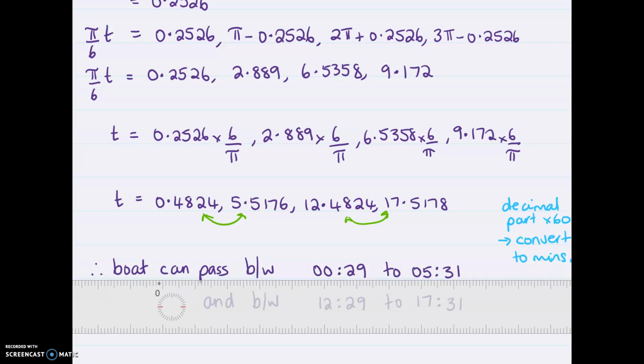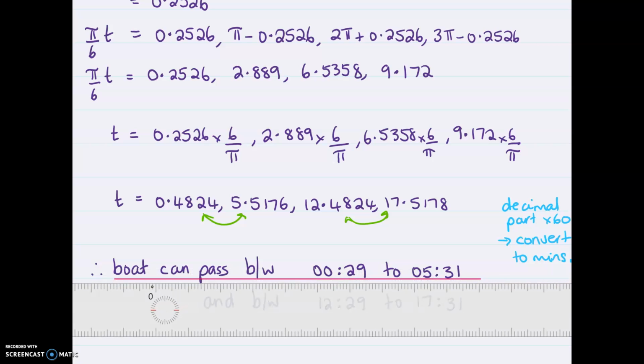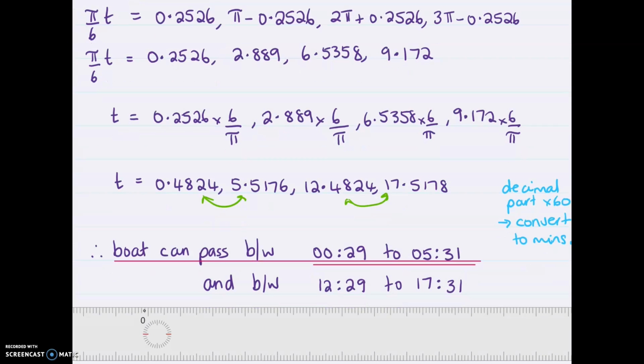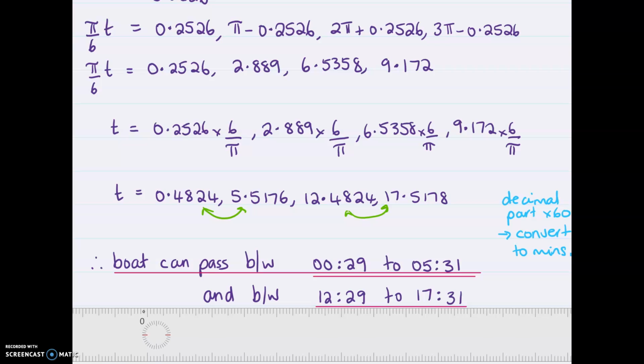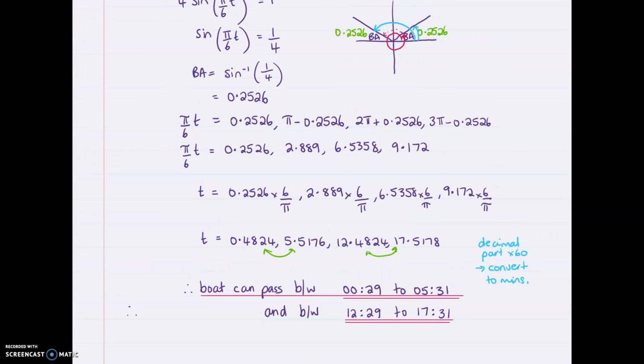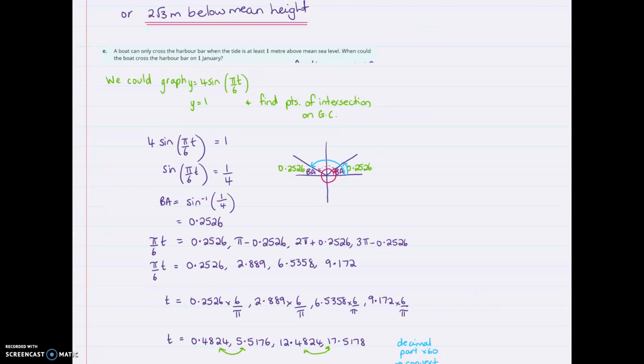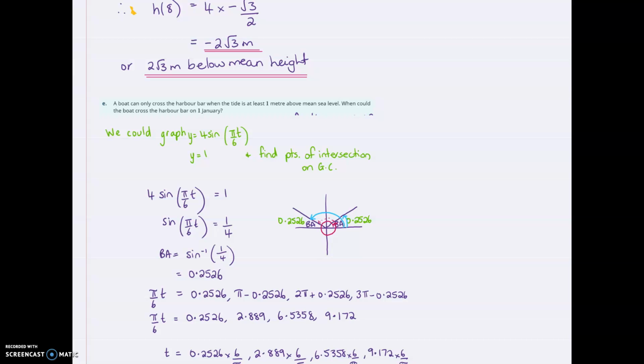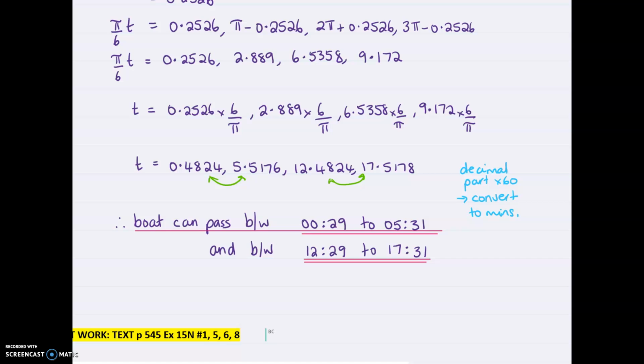Okay, so this is my answer. Boat can pass between this period and then this little interval of time as well. So there's 1 in the morning, 1 in the afternoon. Now that question is definitely a complex question. There is a lot involved in that, particularly just that last one, if you have to solve that algebraically. Of course, you can just get these values, the 0.4824, the 5.516, and so on. If you just graph your 2 graphs, find the points of intersection, it will give you that straight away, and then you can convert it to an actual time, because it's the number of hours since midnight. So that would be the quickest way, but you also have to have an understanding of how to do it algebraically.